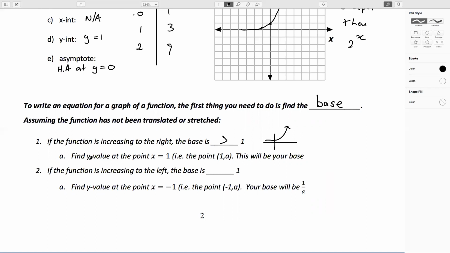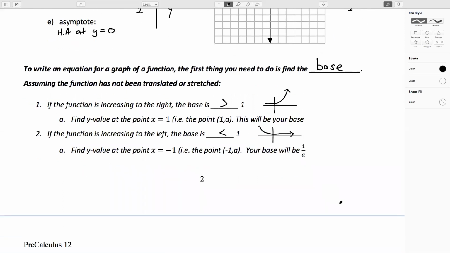If you want to find the base, find the y value at the point x equals 1, for example, this will be your base. If the function is increasing to the left, which means it's decreasing, it will look like this instead. It will start up high and it will decrease. That means the base is less than 1. And now there's two ways you can go about this. You could find your y value at x is negative 1, so that would be up here. Your base will be 1 over that y value. Or you could find the y value at x equals 1, and that equals the base.